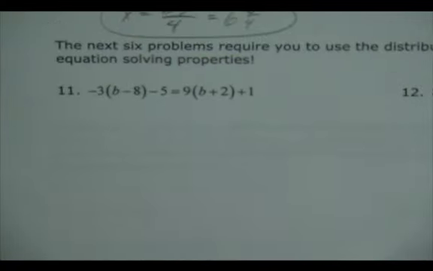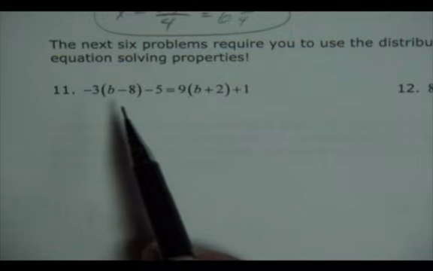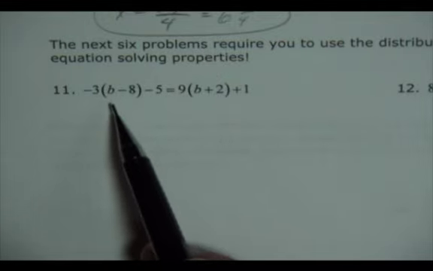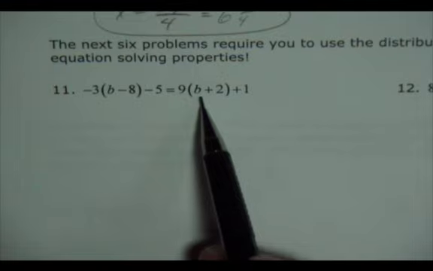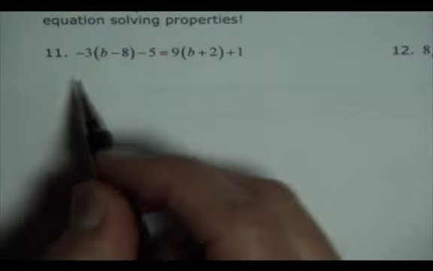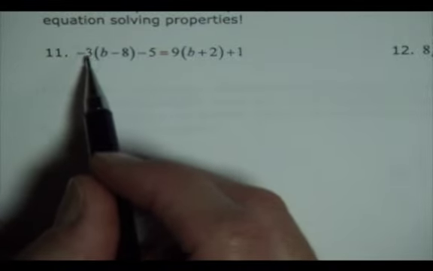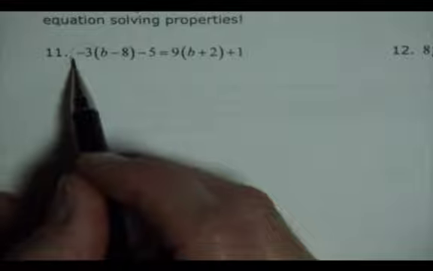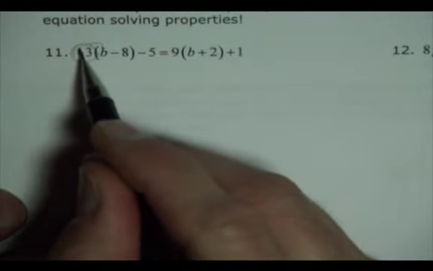Now, the next few problems present a little added difficulty because the distributive property is going to be required on both the left side and the right side. So let's take a careful look here at this problem. We have a -3 multiplying the b minus 8, and that means we need to multiply this -3 to the b and to the -8.